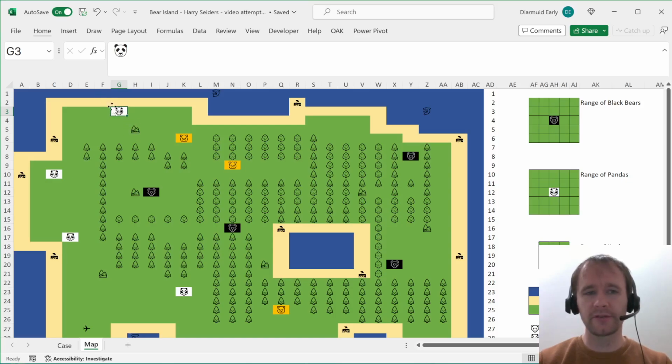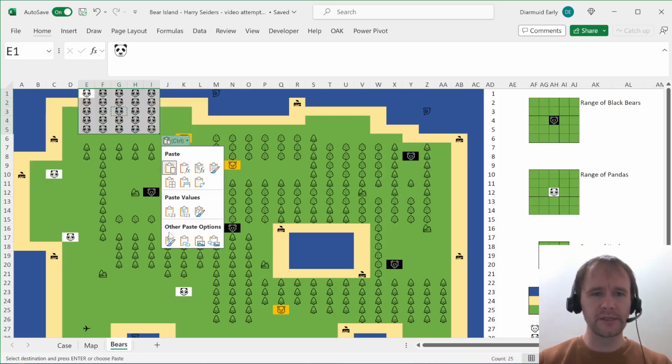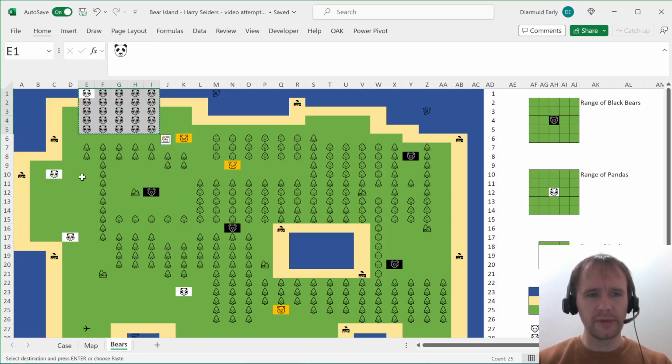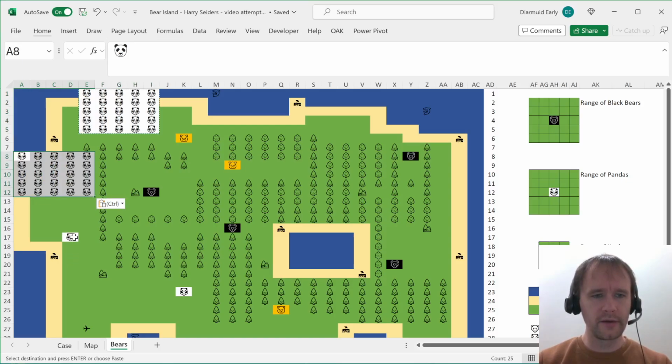If you're ever going to mess with the original source data, just make a copy. I'll just call this bears, and then we're just going to copy this guy. So you can look here, he's got a range of 2 above, 2 below, 2 left, 2 right. So we'll go diagonally up 2, then shift and arrows to select down all around him, paste, and then we'll just copy that whole 25 squares, paste it there.